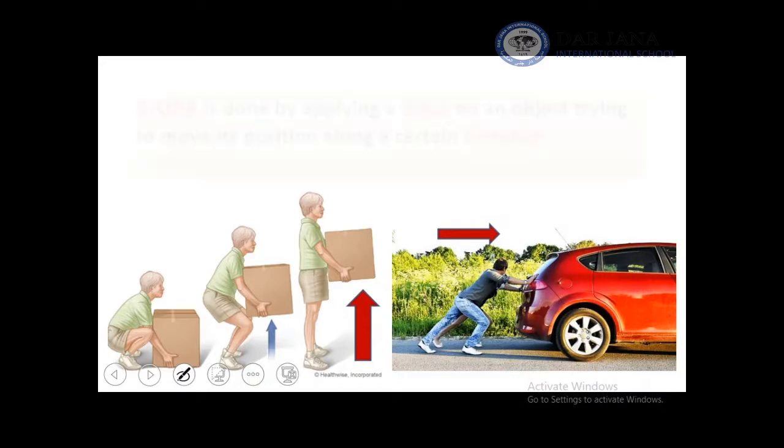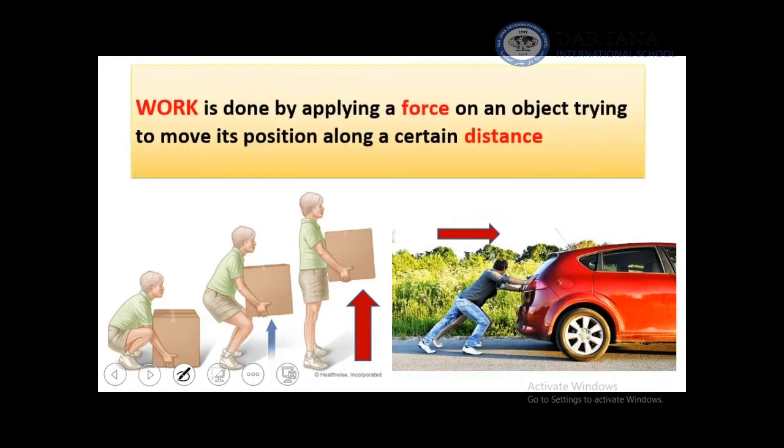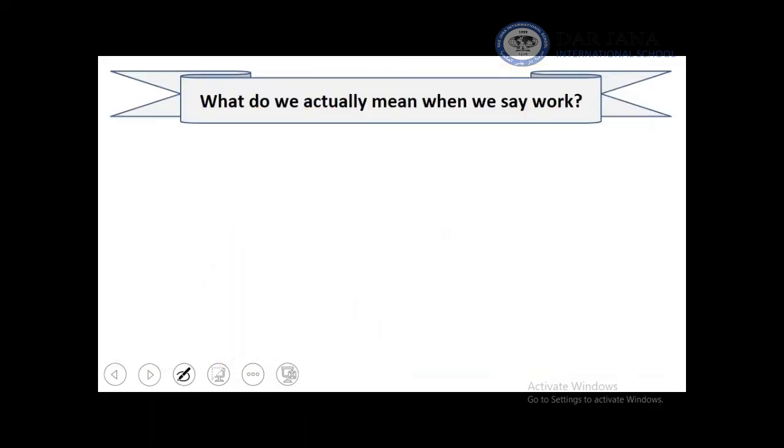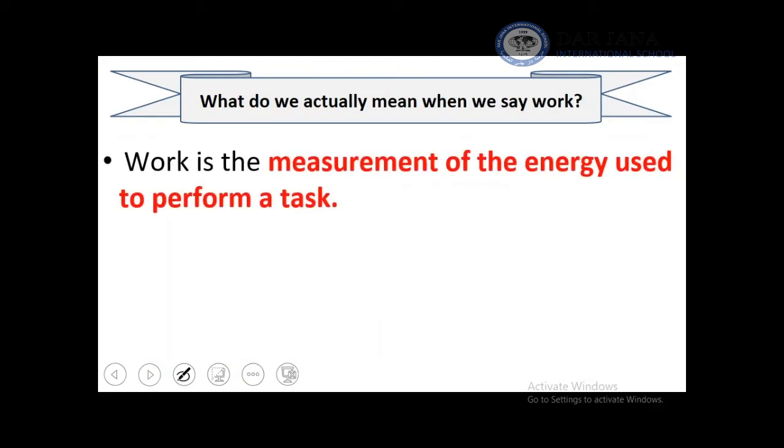To define work in physics, we say that work is done by applying a force on an object trying to move its position along a certain distance. From the examples you can see, the objects we're talking about are moving along a certain distance. So you're now beginning to get a hint that objects need to be moving to say that work is being done. Now, work is the measurement of this energy used to perform a task.